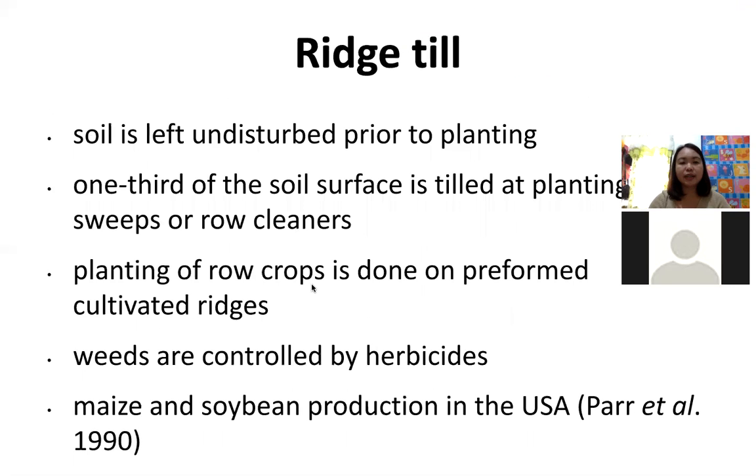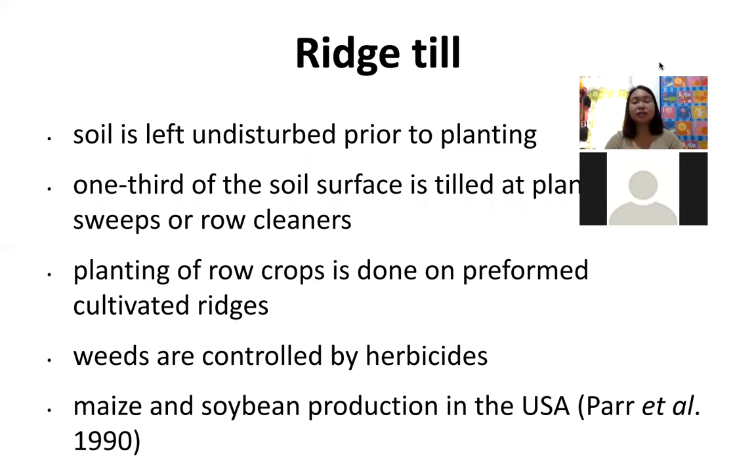So another one is the ridge till. The soil is also left undisturbed prior to planting, and one-third of the soil surface is tilled at planting, with sweeps or row cleaners. So for ridge till, the planting of row crops is done on preformed cultivated ridges. So meron siyang ridges, and the ridges are the ones which are planted with the plants. And this has been done with maize and soybean production in the USA, where of course weeds are controlled using herbicides.